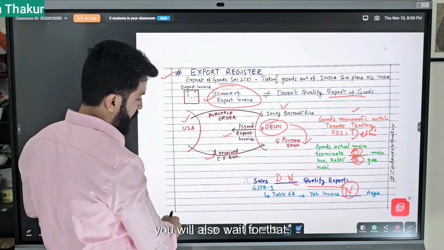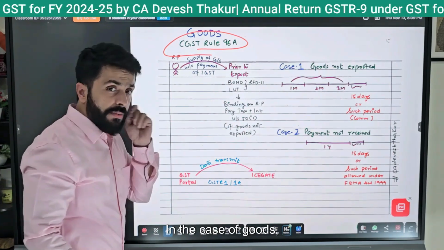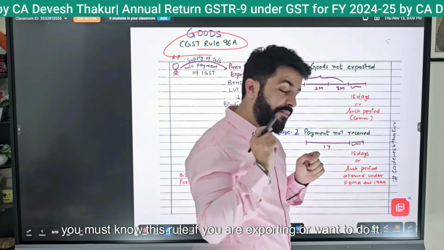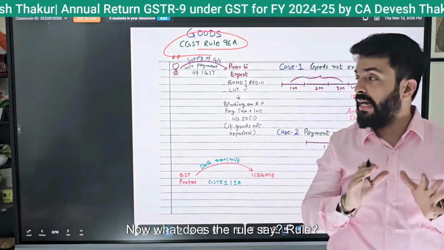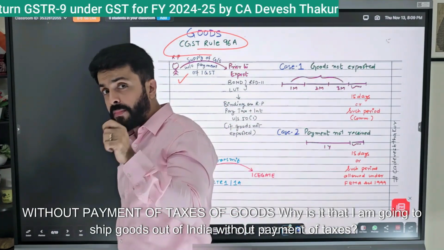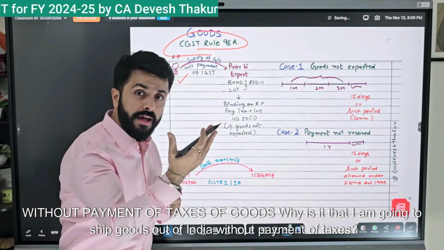You will also wait for that. Now rule number 19.6, in the case of goods. You must know this rule if you are exporting or want to do it. Now what does the rule say? It says that I have supplied the goods without payment of taxes. Why is it that I am going to ship goods out of India without payment of taxes?